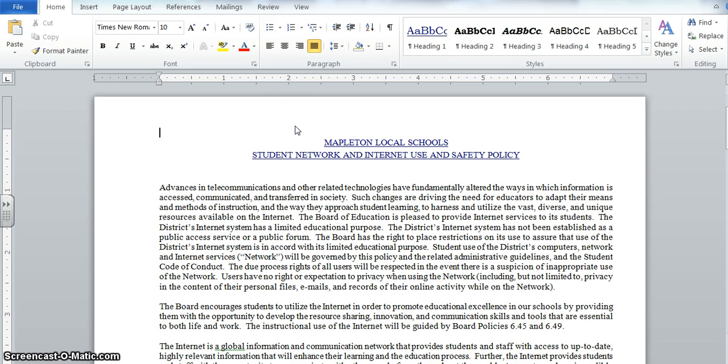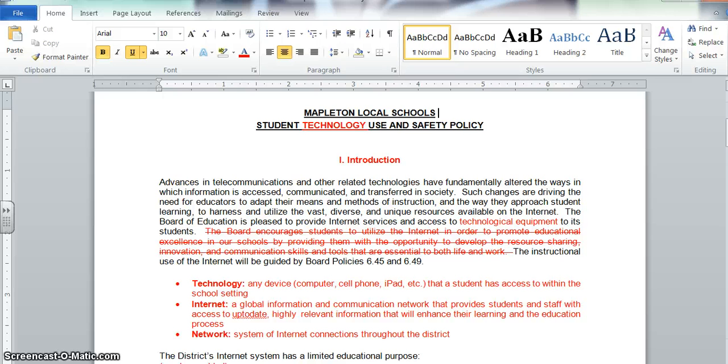To begin with, the original heading was Mapleton Local School Student Network and Internet Use and Safety Policy. In my revised document, I made a slight change so it reads Mapleton Local School Student Technology Use and Safety Policy, because after reading the various articles and based on experience as an educator, I really feel that the word technology is more all-encompassing for the devices that the students are bringing and using, as well as taking care of those devices in modern uses.